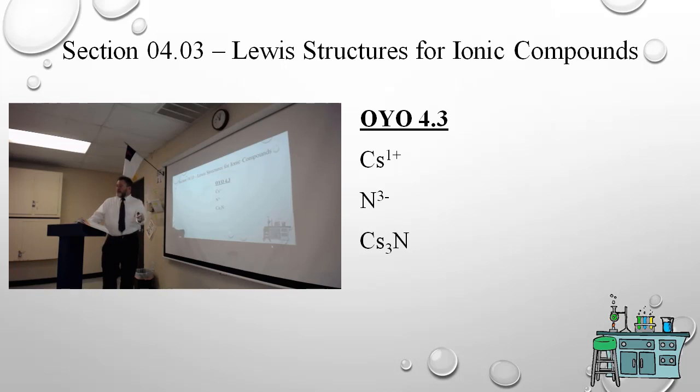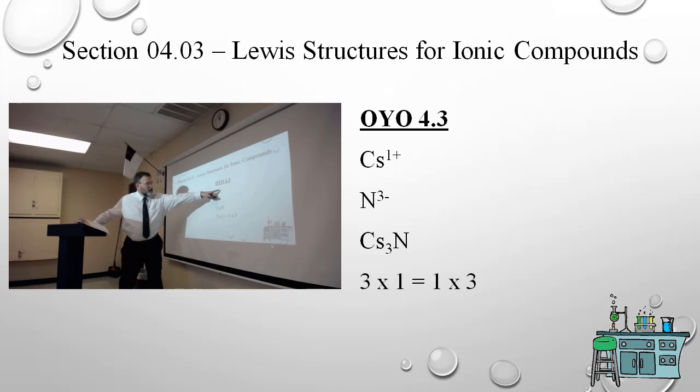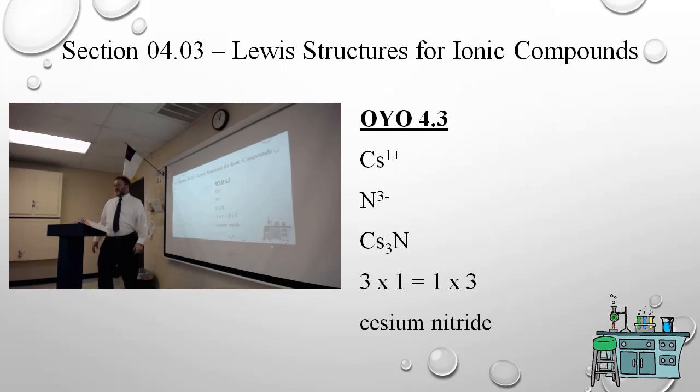What is its name? Magnesium nitride. Well, that's our balance check. See, we've got 3 at 1 equals 1 at 3, and it checks. And you're right, cesium nitride. Why?